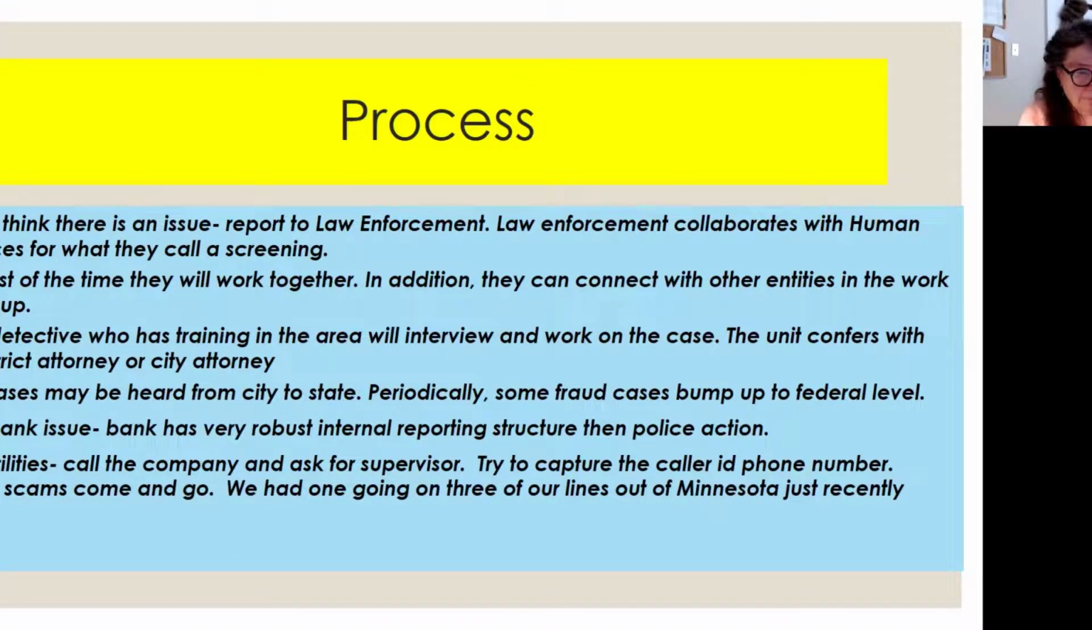For utilities, so the water departments, Excel, phone companies, Xfinity, CenturyLink, they have all been revising their customer service, and they have a team of people that also work on trying to work through these fraudulent situations about utilities. And so one of the things that I try when I talk to a senior is see if they can capture the caller ID number.